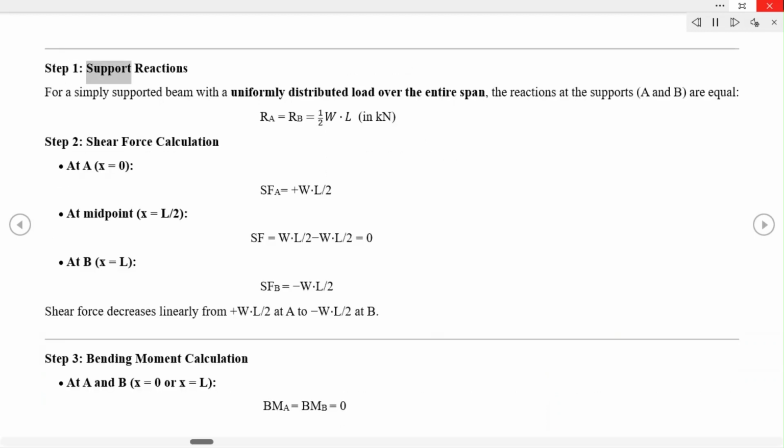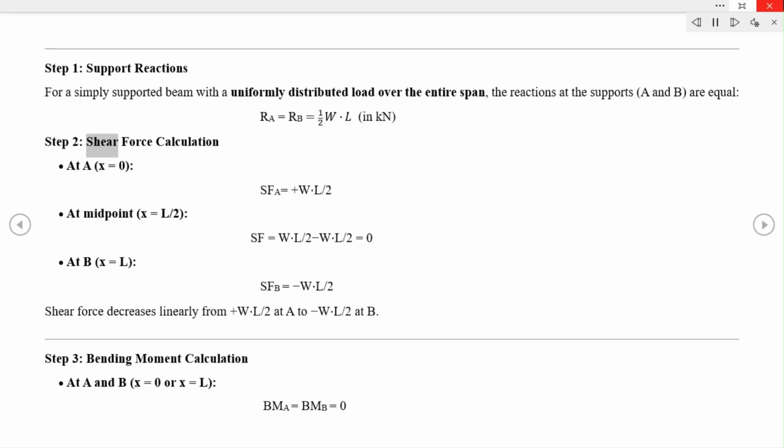Step 1, support reactions. For a simply supported beam with a uniformly distributed load over the entire span, the reactions at the supports, A and B, are equal. RA equals RB equals 1/2 W·L, in kN.